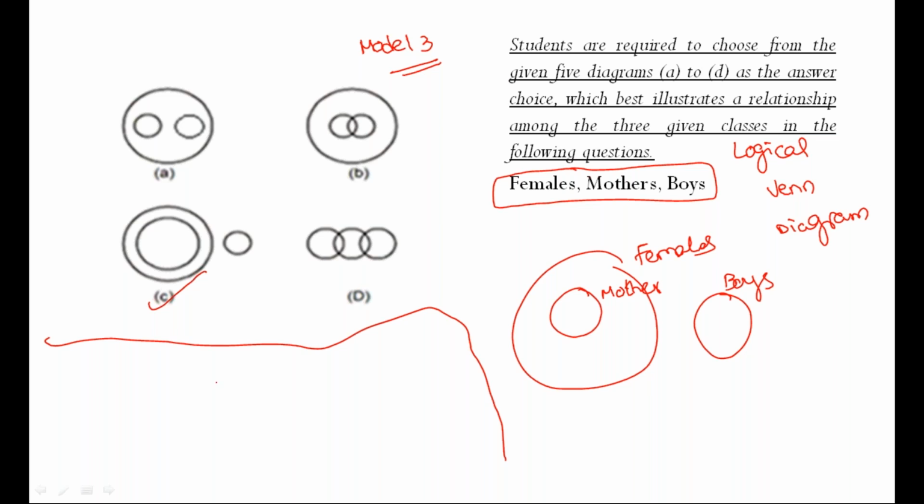Good. Now, suppose the question is females, mothers, doctors. You don't have the diagram in the options to represent that. Let me add a few more diagrams. This is like option E.